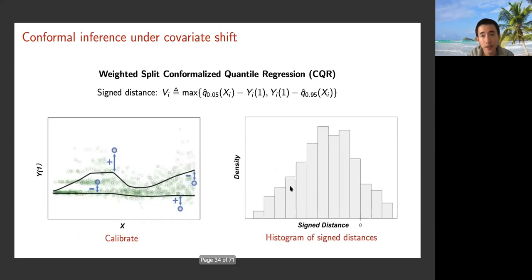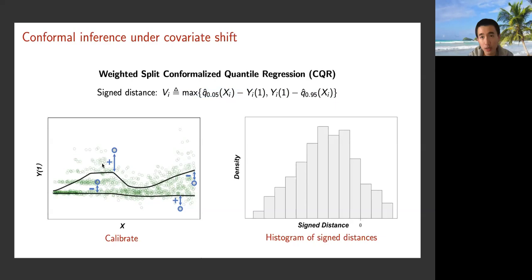Okay. And once we do this, then we calculate something called the signed distance of each point in this calibration set. So the signed distance is the distance of each point to the nearest quantile, multiplied by +1 if it is out of the range, or -1 if it is inside the range. The formula for that is the maximum of two things, but intuitively, it's just a signed distance. So let's say we have 300 points in this calibration set. Then we will have 300 signed distances, and we can collect all of them. And this histogram is just a histogram.